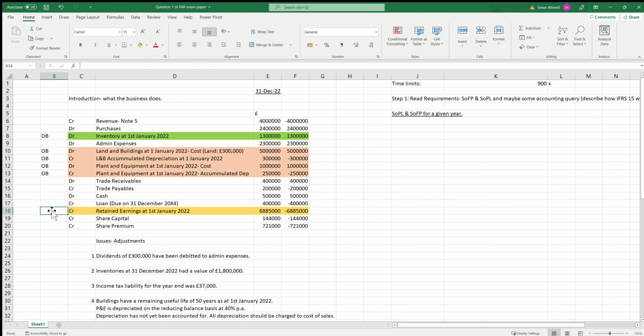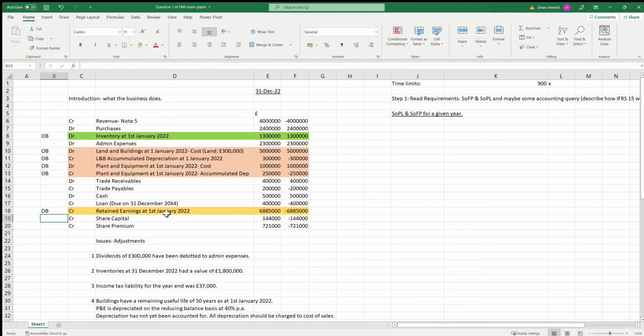What else was I going to point out? Retained earnings is always an opening balance figure, because this retained earnings figure doesn't include the profit for the year, right? So just be careful with that. That's all I wanted to say about the TB.